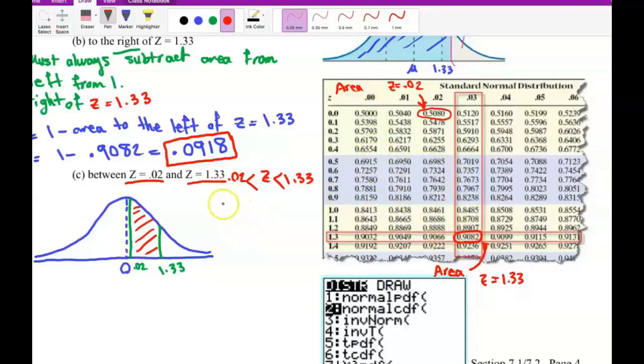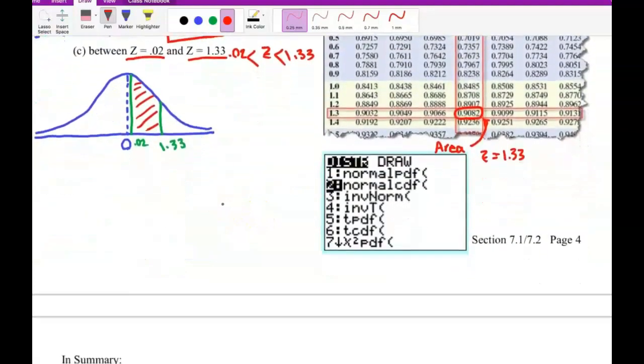Okay, so I'm using those two and finding the answer for part C. The area between z equal to 0.02 and z equal to 1.33, we need to subtract. So let me write this way better. I'm using this method first. You need to subtract. So I have our area.